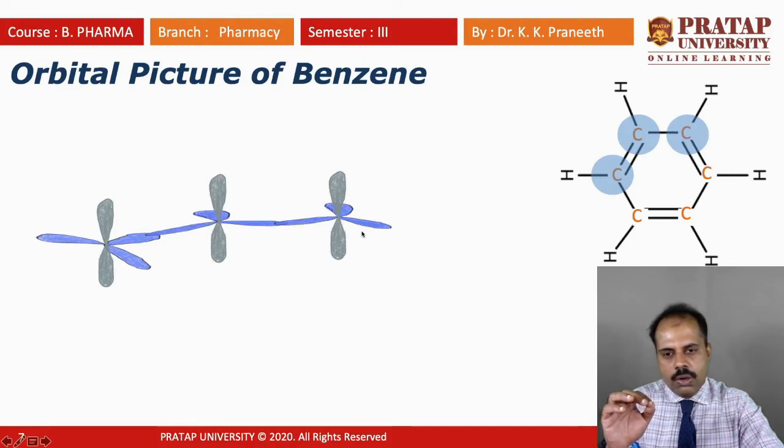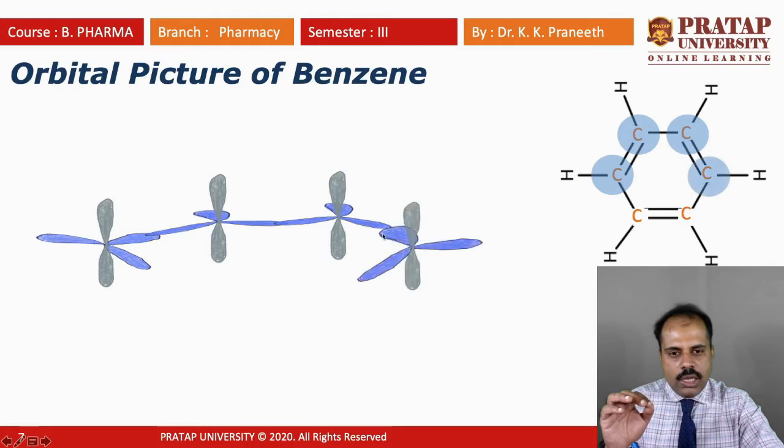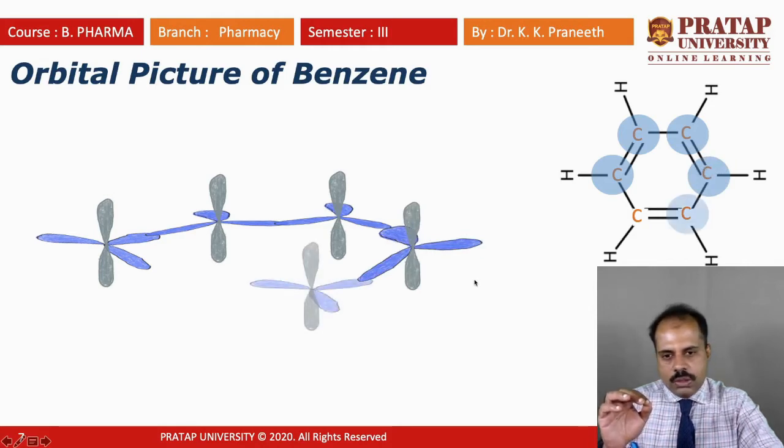So carbon-carbon bond is formed. Similarly, this carbon, again sp2 orbital and pz orbital, there is an overlap to form this carbon-carbon sigma bond. In a similar fashion, for this carbon also, it generates this overlapping bond. And finally, this carbon also creates an overlap between this carbon and this carbon.